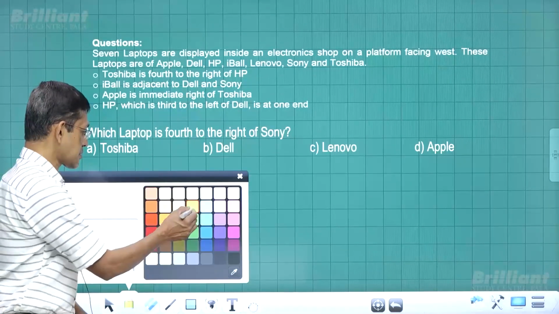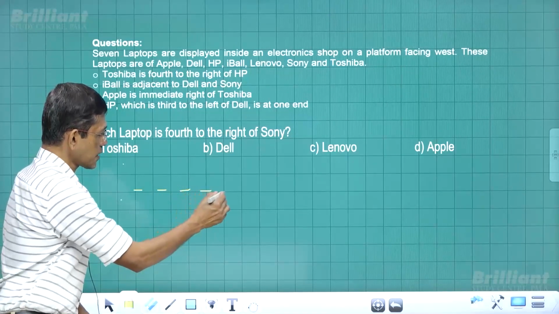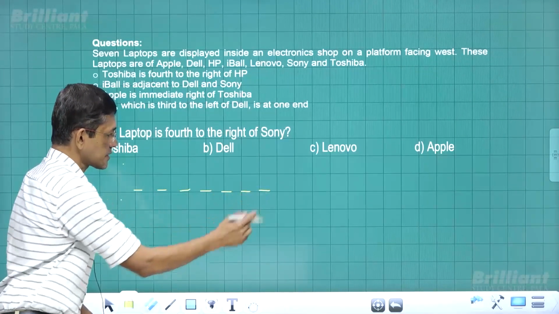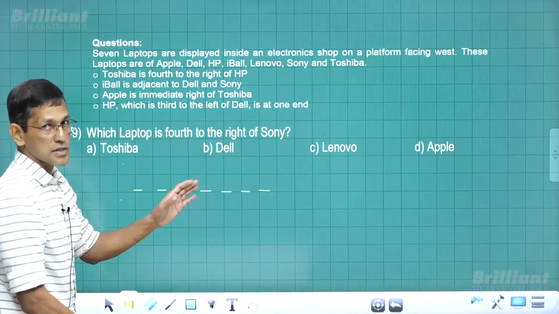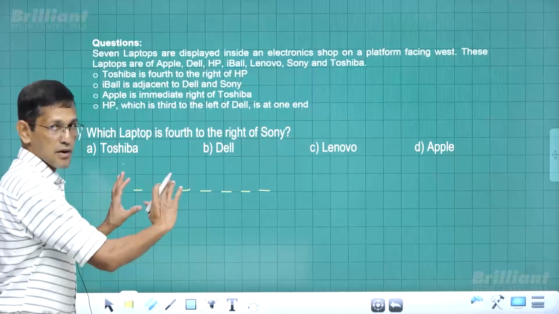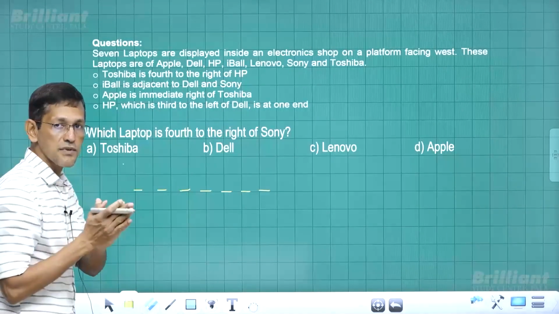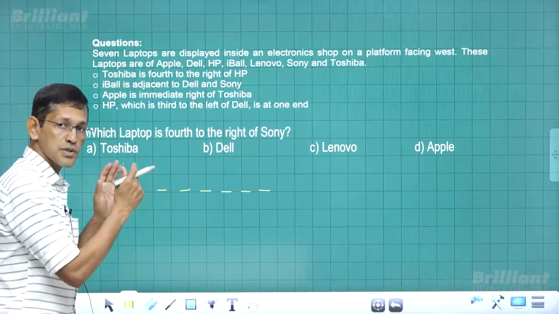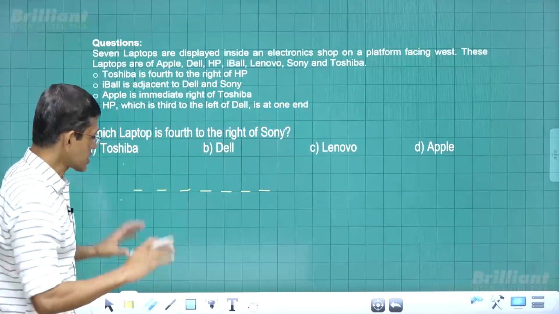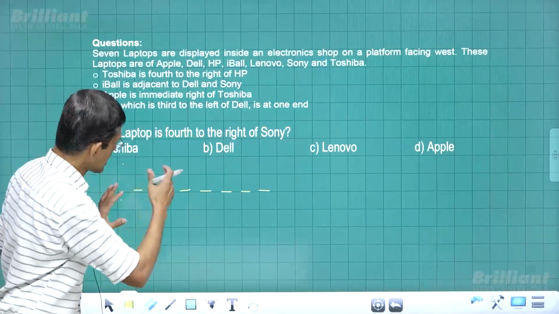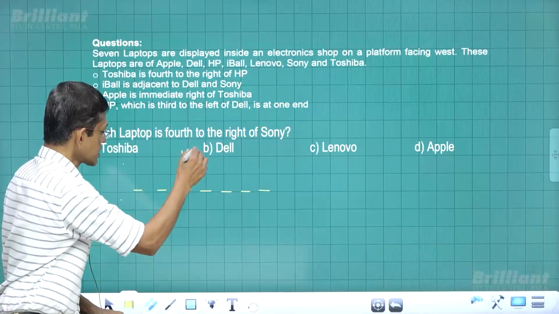So how many? 7 laptops. 1, 2, 3, 4, 5, 6, 7. If it is 7 laptops, all of them are facing the same direction. So if these laptops are all facing that direction, we are all facing that direction as well. We have to take it in such a way that whichever direction these items are facing, that would be the direction we are facing as well. So in this case, when we look at the board, we are all facing that direction. For the time being, we take that as the west. So that's the west direction.